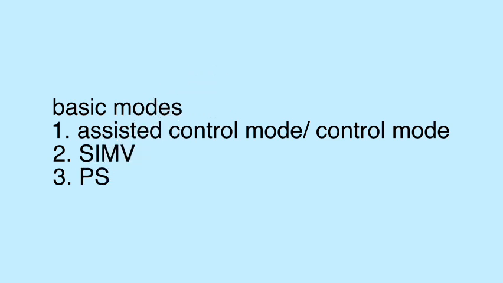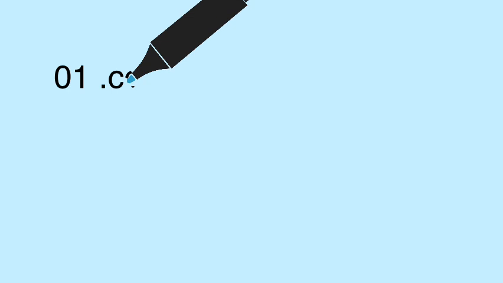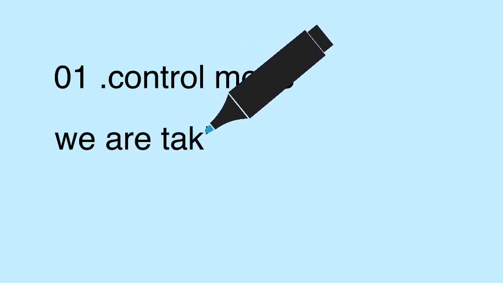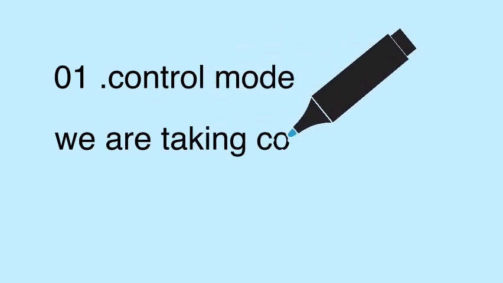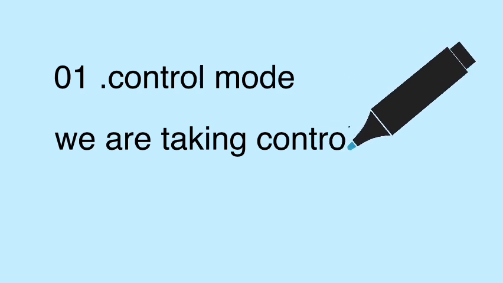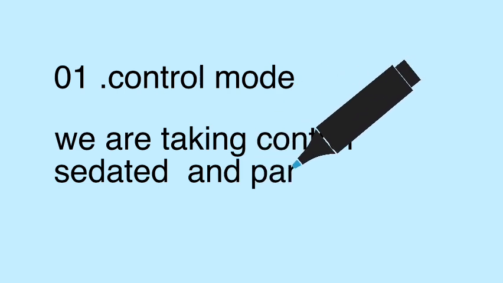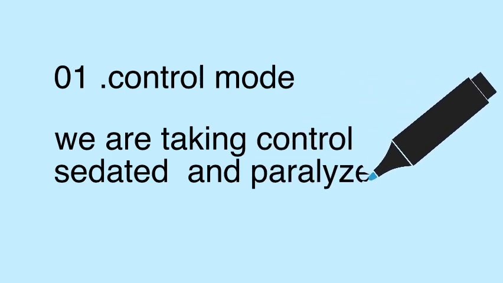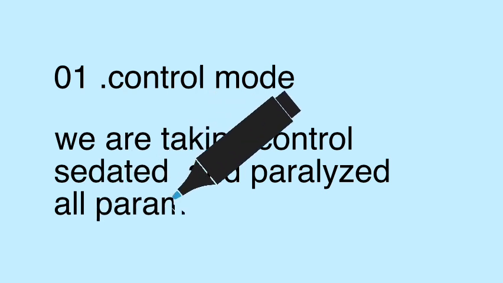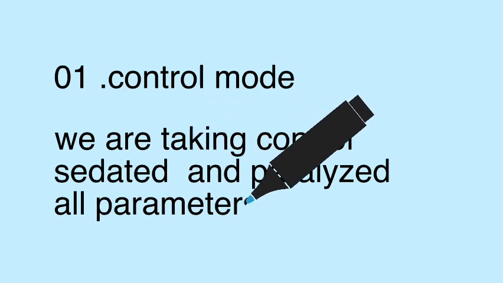So what is control mode? In control mode, all the parameters are decided by the doctor. Not a single parameter is decided by the patient. All the things are decided by us, and usually the patients who are in control mode ventilation are sedated, and most of the time they are paralyzed also, sedated and paralyzed patients. And there are two subcategories of the control mode.